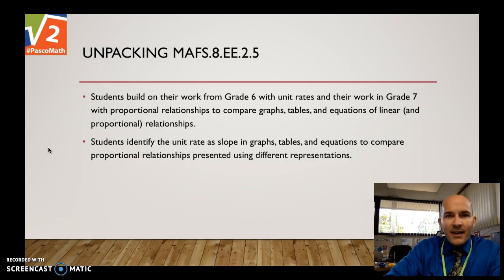So when we unpack that, students need to build on their work from grade 6 with unit rates, and their work in grade 7 with proportional relationships to compare graphs, tables, equations of linear and proportional relationships. Students identify the unit rate as the slope in graphs, tables, and equations to compare proportional relationships presented in different representations.